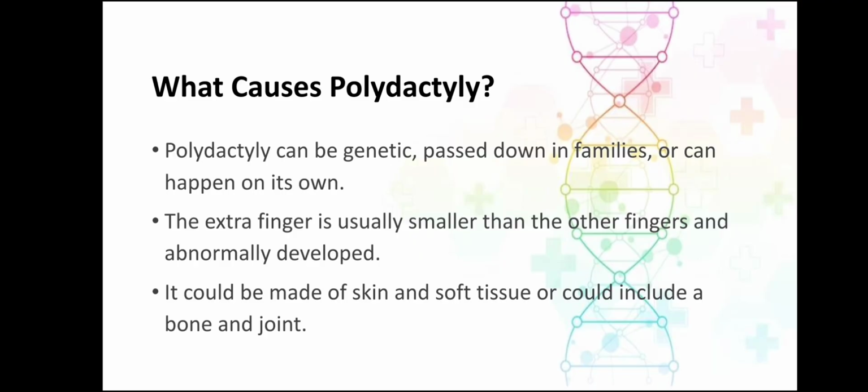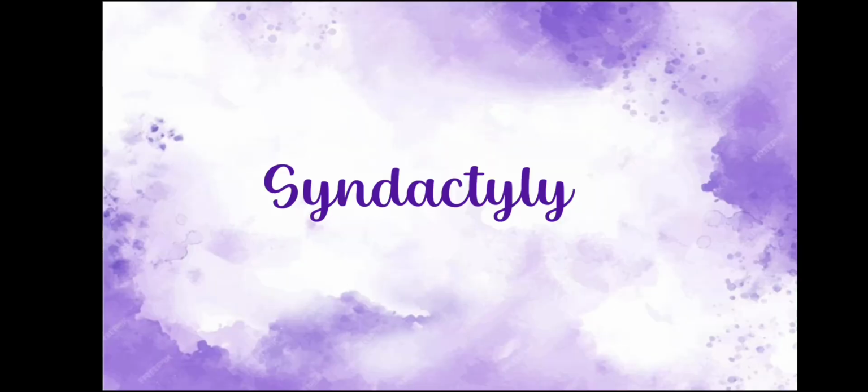So what causes polydactyly? Polydactyly can be genetic, passed down in families, or can happen on its own. The extra finger is usually smaller than the other fingers and abnormally developed. It could be made of skin and soft tissue or could include a bone and joint.